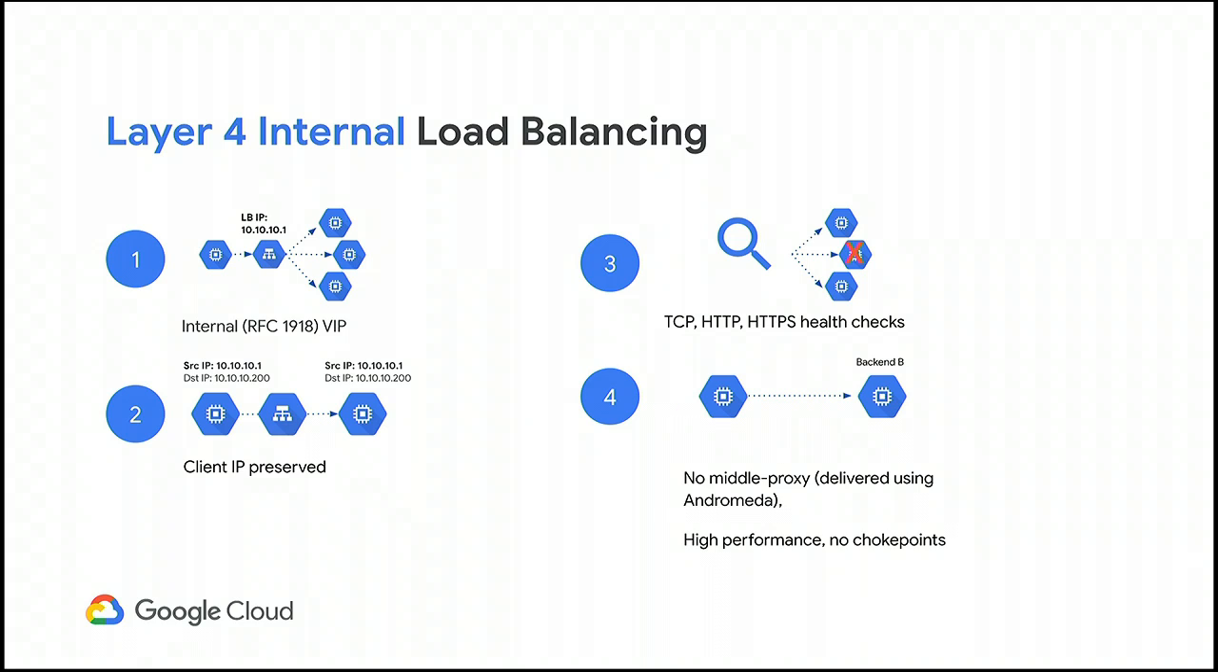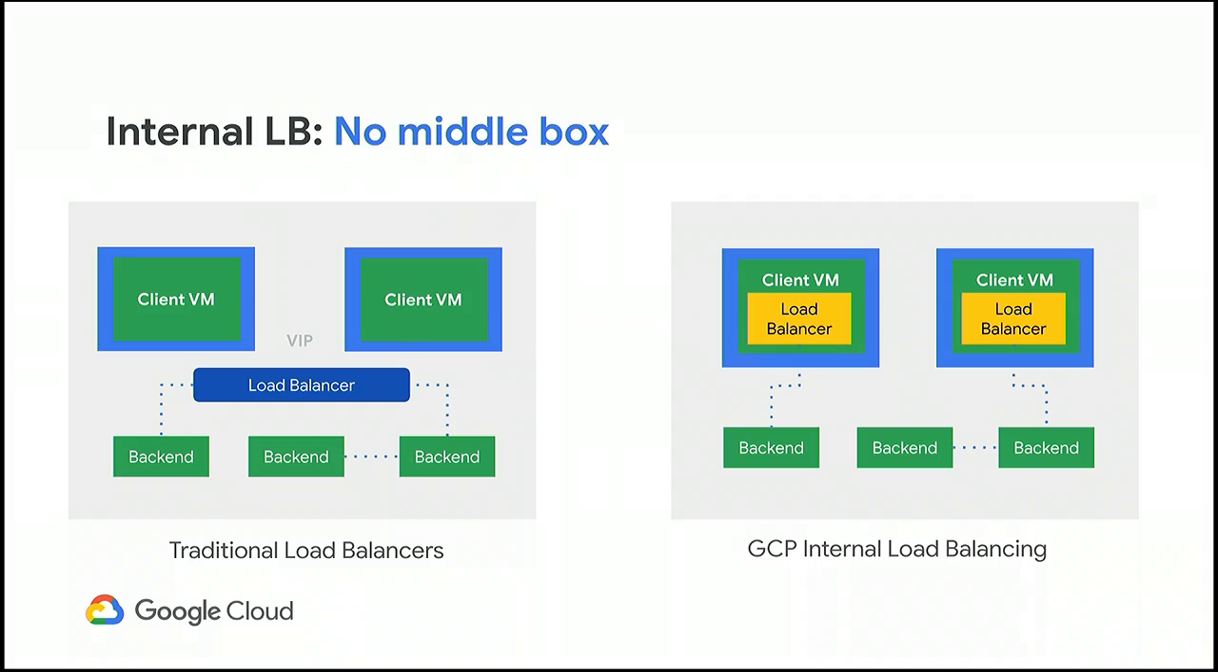Now, the key takeaway is this. There is really no middle proxy. Effectively, there's really no load balancer. The way it works is we have our underlying software-defined networking layer, Andromeda, that takes care of doing the connection tracking and the consistent hashing. What it does is send traffic directly from the client VM to the backend. That's how the client IP is preserved. But what's even more important to note is that this is a very scale-out architecture. Because there is no choke point, you can have a very performant load balancer.